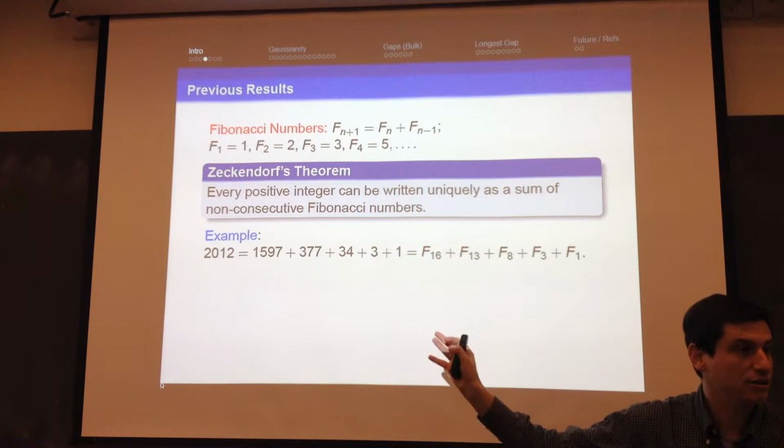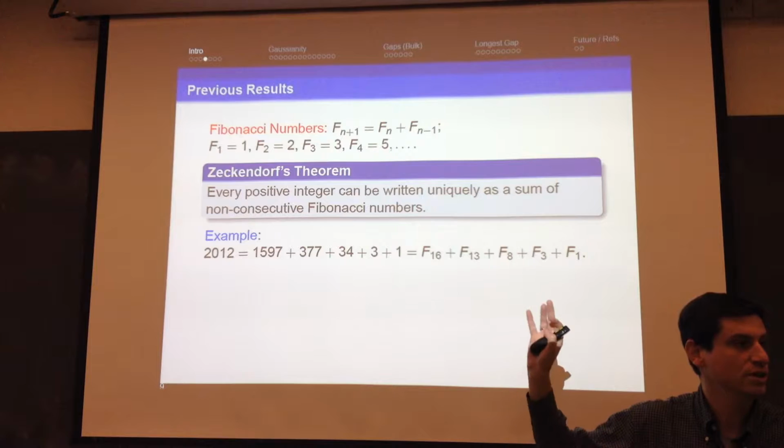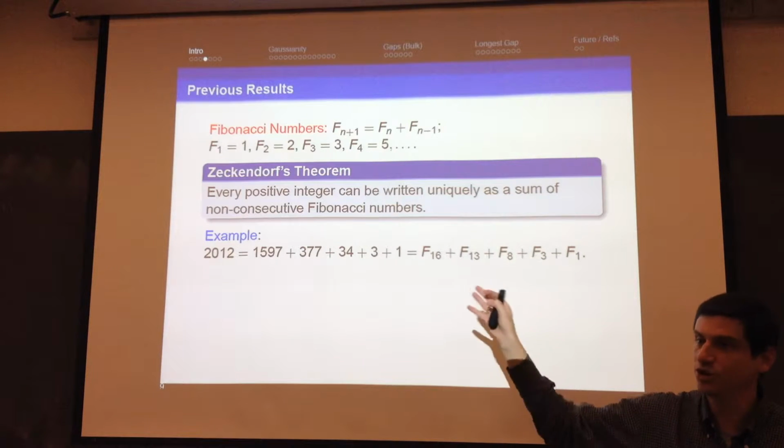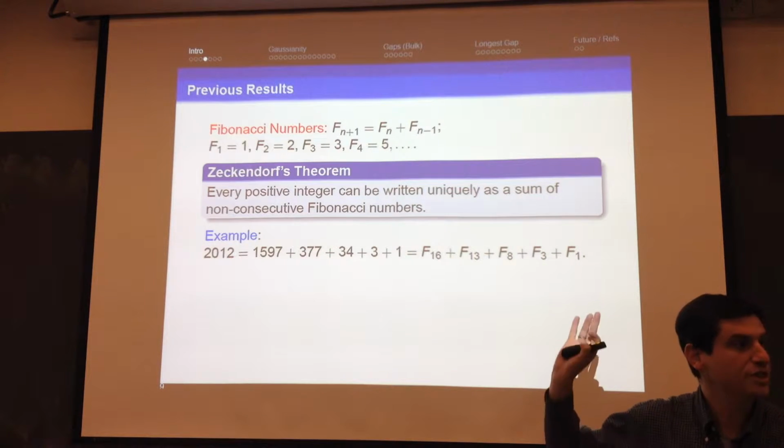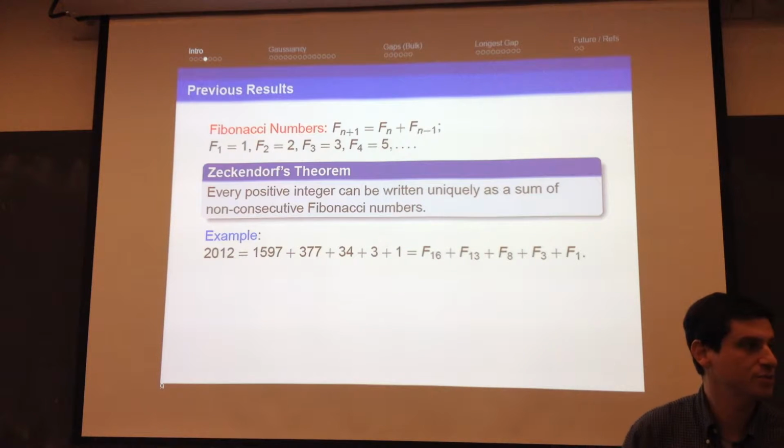Now if you do the greedy algorithm, it will give you a decomposition. But there may be another decomposition with non-adjacent summands. It turns out that there is only one decomposition with non-adjacent summands. It's the one that comes from the greedy algorithm.